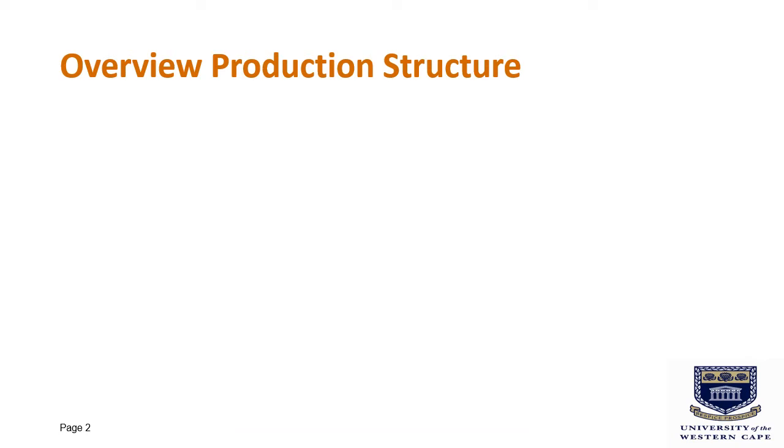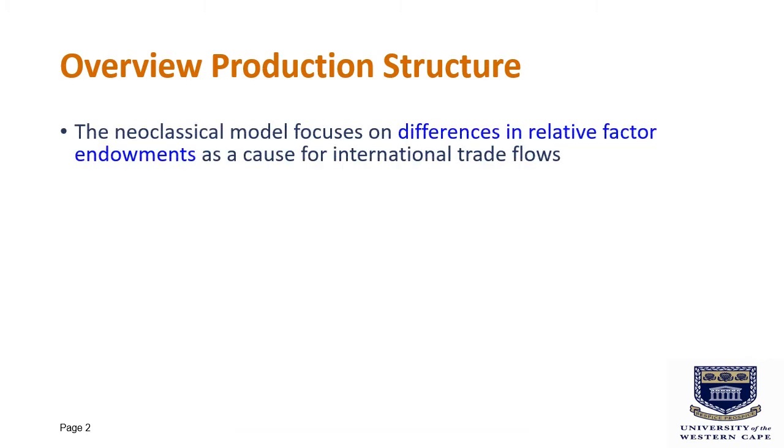So let's get started looking at the HO model. The main component which this model is based on is looking at differences in relative factor endowments. And based on those differences, it will determine how international trade actually flows. The previous model that we did, the Ricardian model, looked at technology differences and determined trade flows were based on differences in technology.